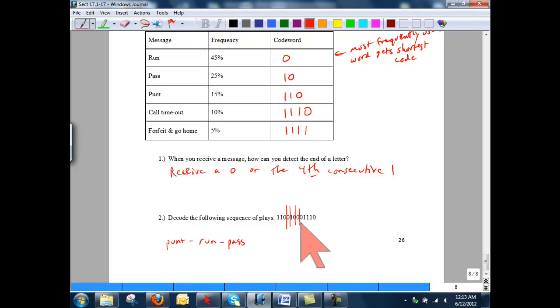And then 0, a run was called. Then another 0, a run was called. And then a 1, 1, 1, 0. All of that is a timeout. So notice there are no spaces here, and not all of the code words are the same length, and yet I was able to decode this without any question because of the way this particular code was designed.